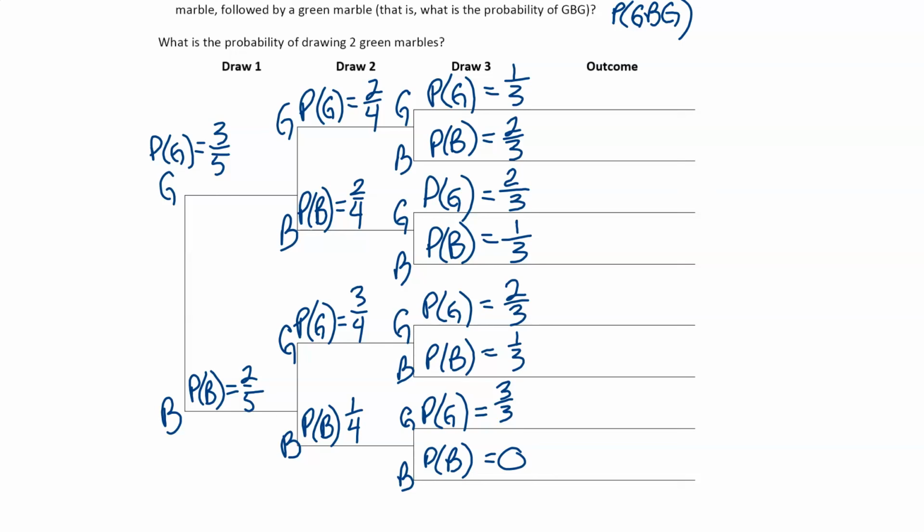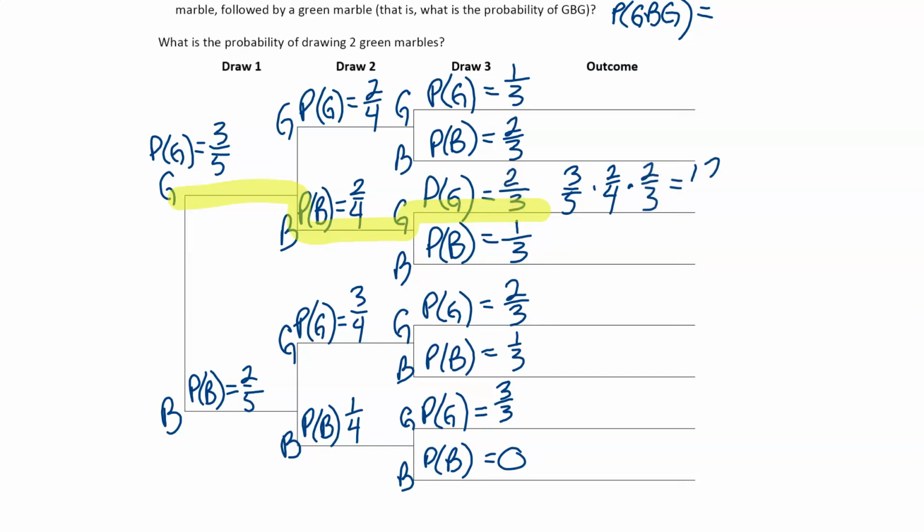So let's go back to our initial question here of the probability of getting green, blue, green when we're not putting the marbles back into the bag. So that's following this branch of the tree. We can calculate the total probability by calculating the probability for each draw. So the probability of green the first time is 3 out of 5. The probability of blue the second time is 2 out of 4. And the probability of getting green on the third draw is 2 out of 3.